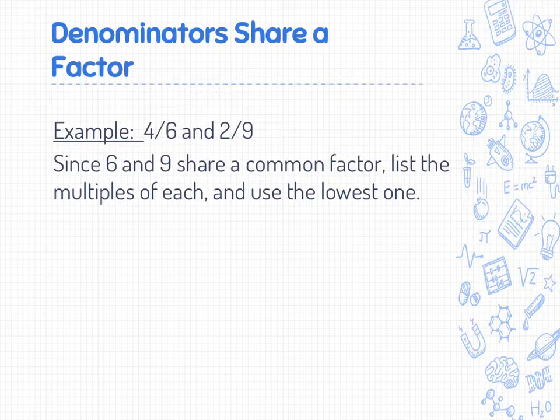The second example we have is 4/6 and 2/9. I know that 6 and 9 share a common factor, so what I'll have to do is list the multiples of each and use the lowest one. So when I'm dealing with this, the first question I should ask myself is, does 6 go into 9 evenly? And the answer to that is no. So the next question is, do they share a factor other than 1?